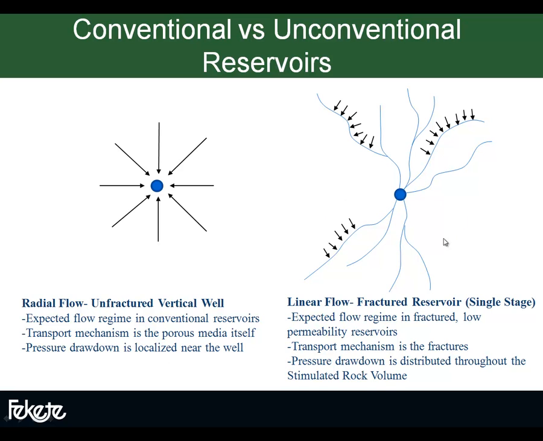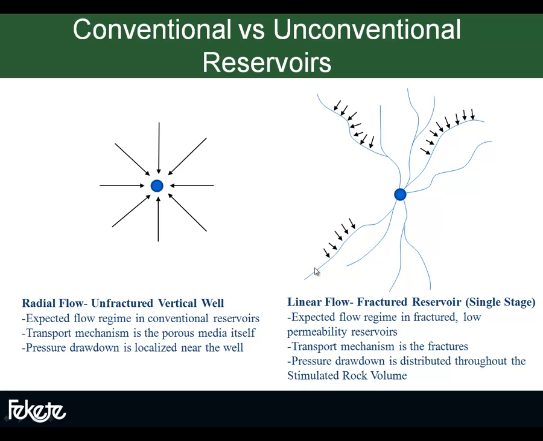In contrast, unconventional reservoirs are entirely different. We have this network of fractures that exists inside the rock, and the expected flow regime is not radial anymore. Now it's linear. And the reason it's linear is because the matrix permeability is so tight that you're simply not going to get any molecules of gas or oil to flow very far within the matrix. So the only flow that we're really going to be able to get is within the fracture system itself.